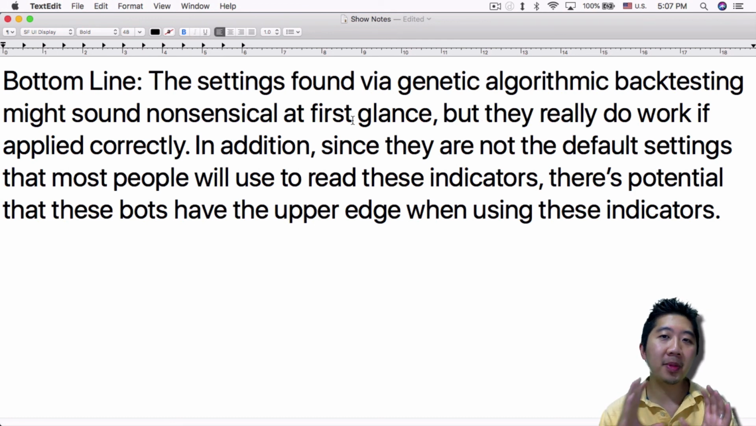These are settings that I got from the Gekko forum, because there were a lot of other people that tested, including the creator of the strategy, Tommy Hansen. But Tommy Hansen, I think, and JVS were two that I remember that used genetic algorithmic backtesting to determine the best settings to use with the strategy. Those settings might sound nonsensical at first glance, but they really do work if applied correctly. In addition, since they're not default settings that most people will use to read these indicators, there's potential that these bots have the upper edge when using these indicators.